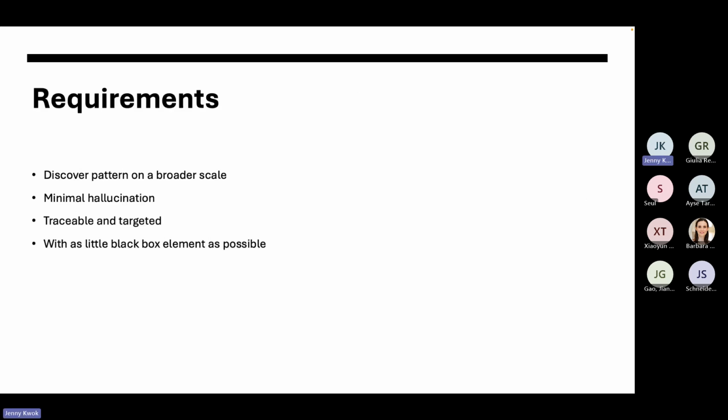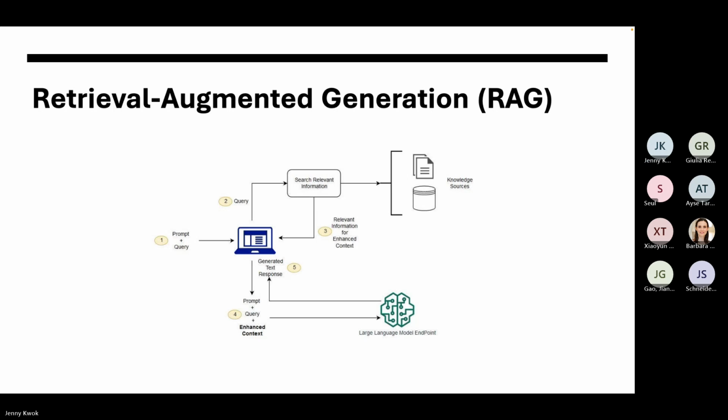Now, in order to do what I've been proposing so far, I was thinking of something that will help us discover patterns on a much larger scale. We also want to minimize hallucination, and we want to make sure that the results are traceable and targeted. We know exactly what's going on. We don't want it to be a black box. And naturally, RAG is our solution.